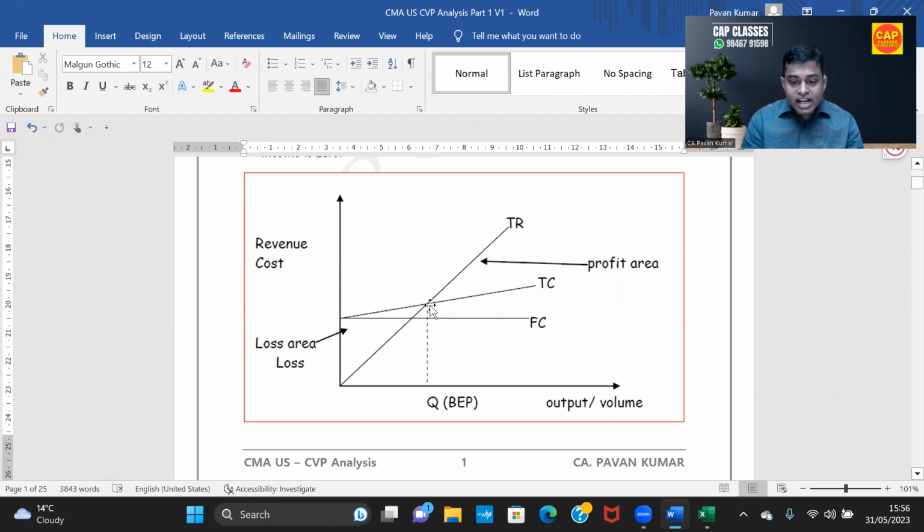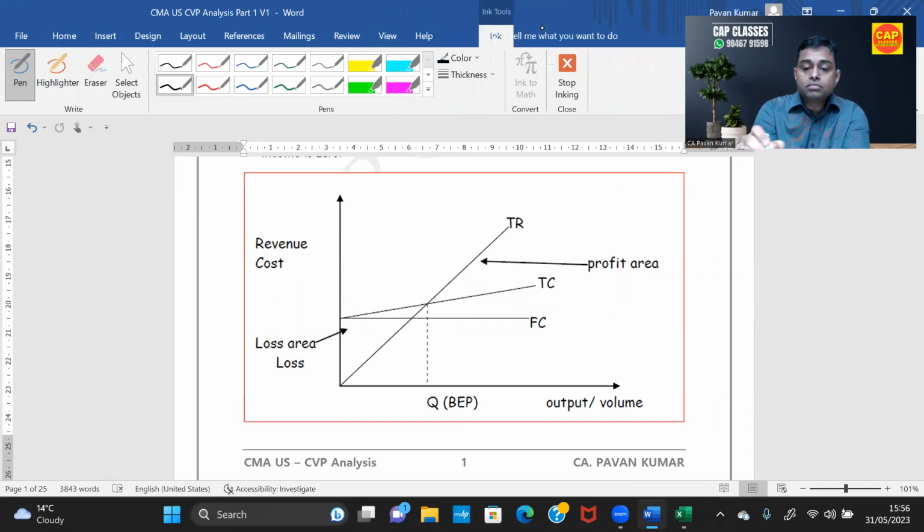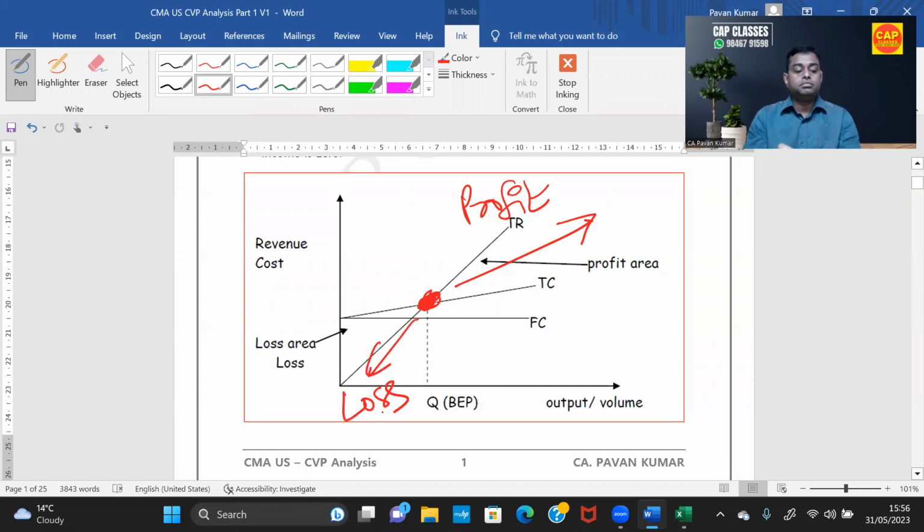Obviously, your common sense says if this is my break-even point, above this, if I'm operating, I'll get profit. Below this, if I'm operating, I'll get loss. Why? My cost is not recovered. If my cost is not recovered, I'll book loss only, no? If my cost is recovered, beyond that, I'll earn profits, no?